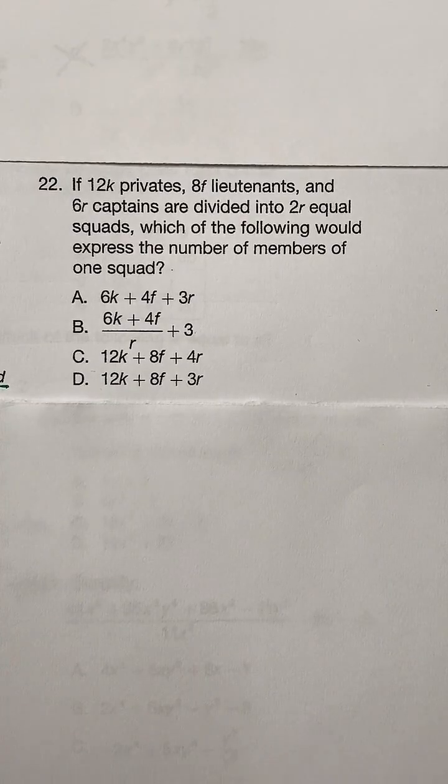So if 12K privates, okay, this is usually for the ASVAB, but we can still work it out. If 12K privates, 8F lieutenants, and 6R captains are divided into 2R equal squads, which of the following would express the number of members of one squad? Is it A, 6K plus 4F plus 3R? B, 6K plus 4F divided by R plus 3? C, 12K plus 8F plus 4R? Or D, 12K plus 8F plus 3R? And people are probably thinking I'm talking in code. Welcome to algebra.